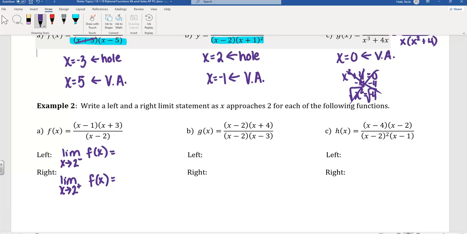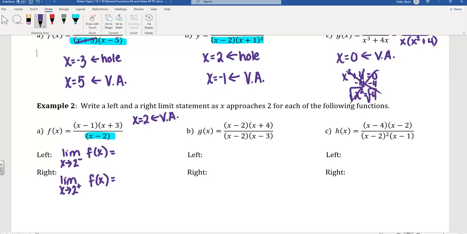Now, at x equals 2, I need to decide if I have a hole or a vertical asymptote. x equals 2 is in the denominator here, so I have a discontinuity there. Is x equals 2 going to be a hole or a vertical asymptote? Vertical asymptote, right?